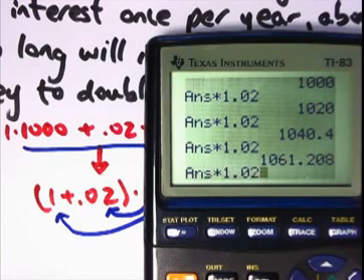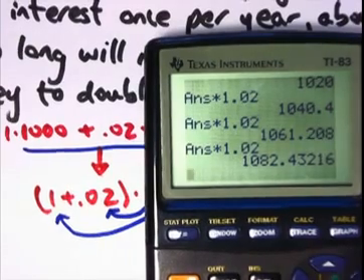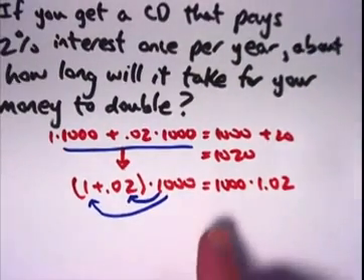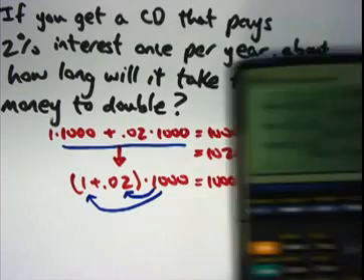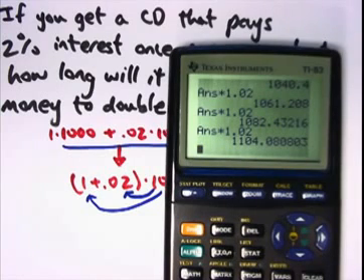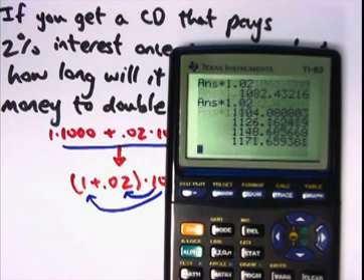And as far as answering the question now, we just have to keep multiplying by 1.02 until we get to 2,000, until we get to double what we started with. That's going to take a little while, it looks like. Actually, there's a little bit of a shortcut on this calculator. I don't actually have to keep typing times 1.02. If I just hit enter, it's going to keep going.